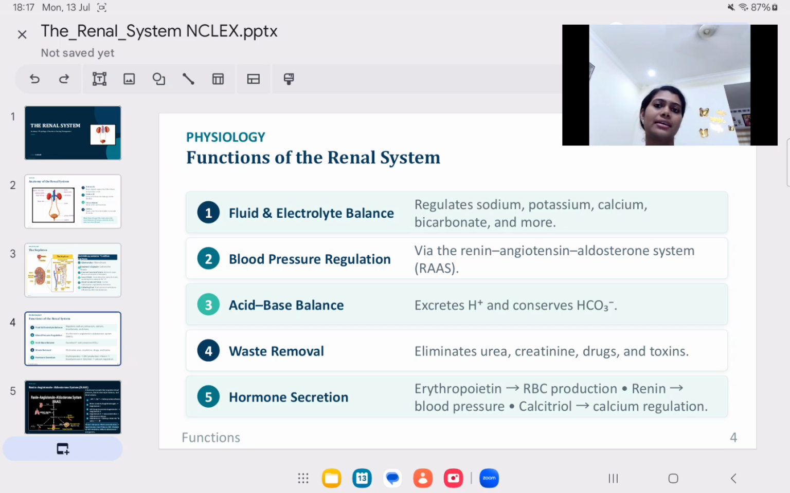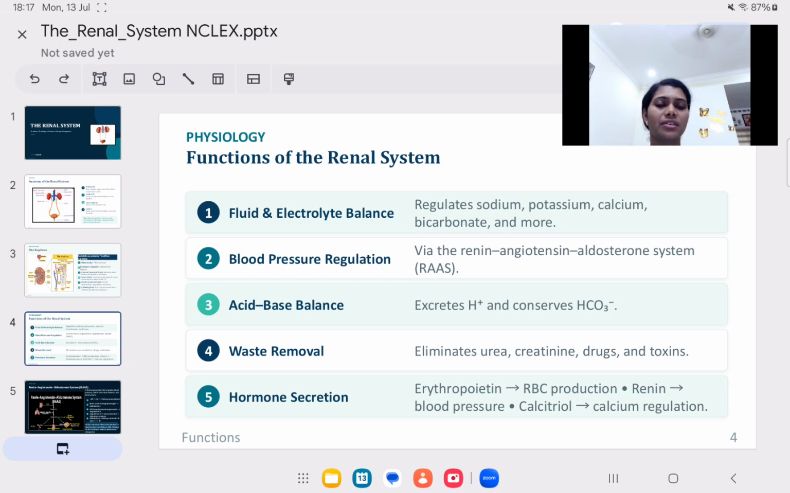And also hormone secretions. The kidney is helpful for the erythropoietin secretion, which helps in the RBC production. And also renin. The renin is secreted from the kidney, helping in blood pressure monitoring, and calcium regulation by the kidney. That's why in CKD patients, the chronic kidney patients, after dialysis and all, we are giving erythropoietin injection for the RBC production.